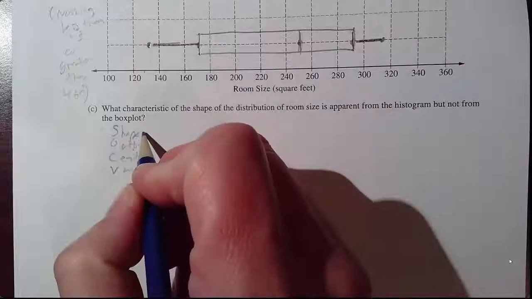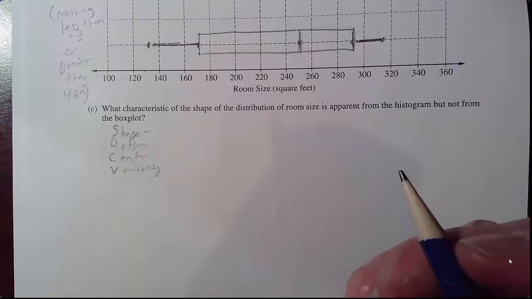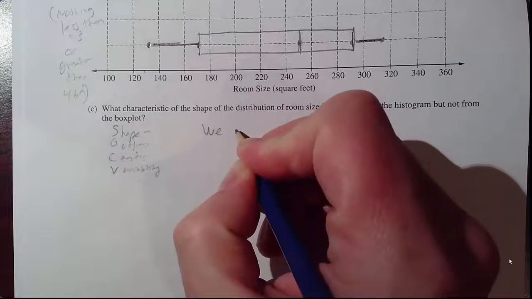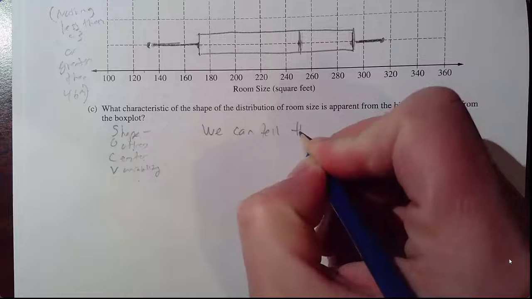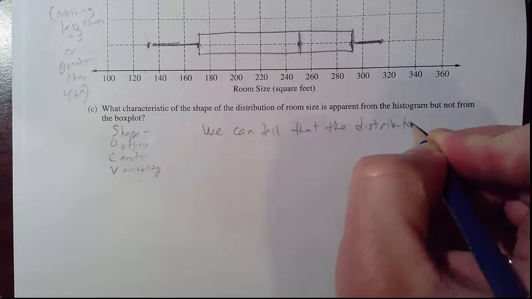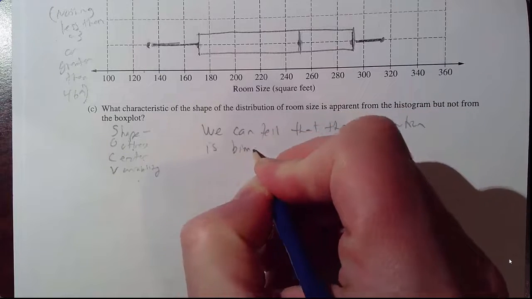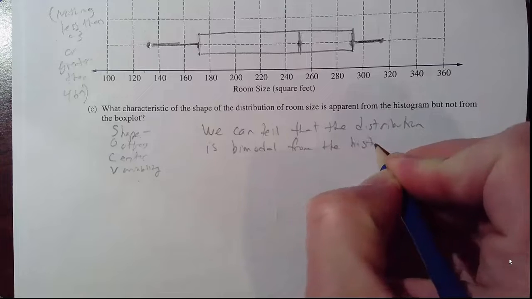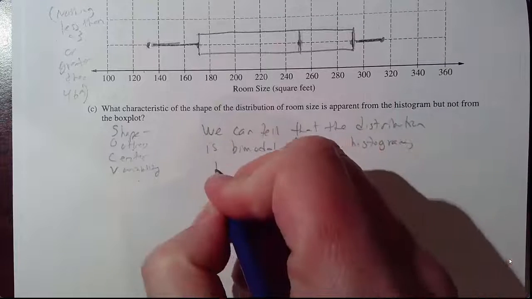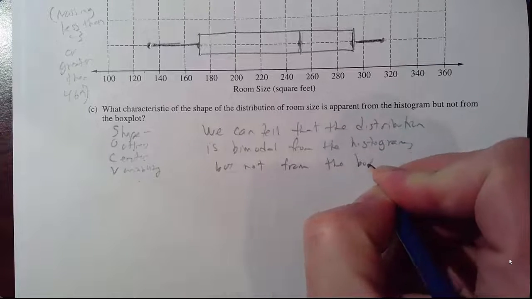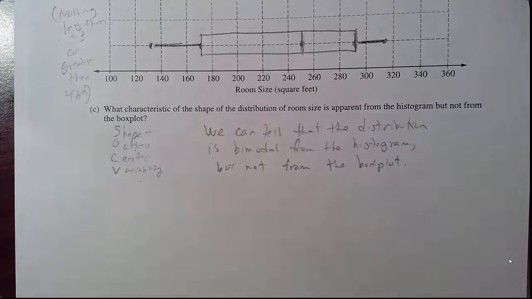But we can't tell the shape. So I want to go into a little more detail here. We can tell that the distribution is bimodal from the histogram, but not from the box plot. There you go. You've done your first practice AP problem. Congratulations.